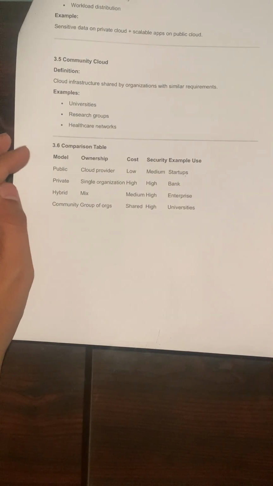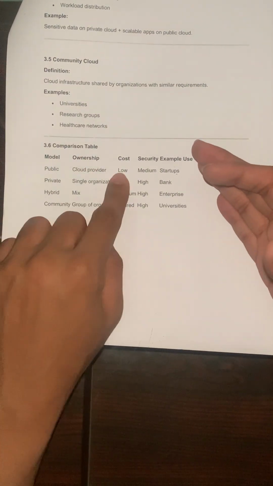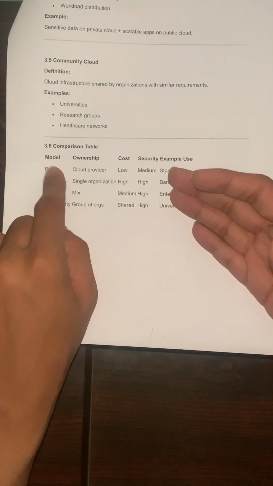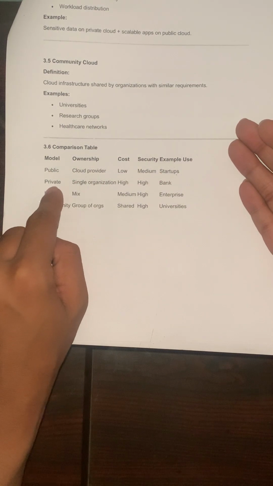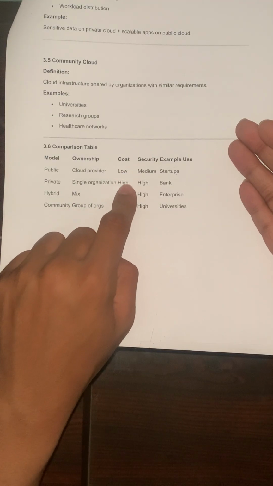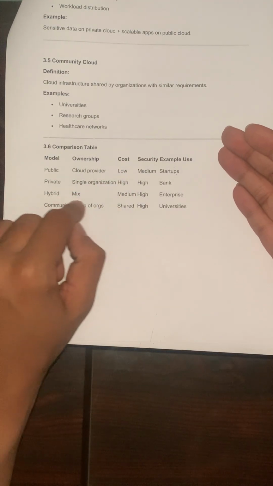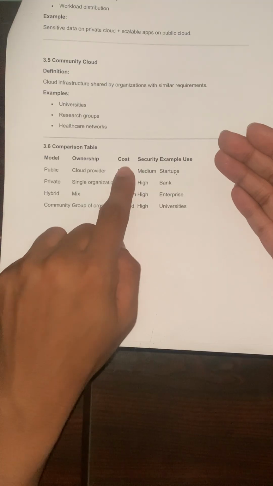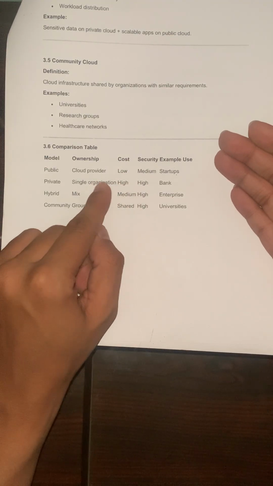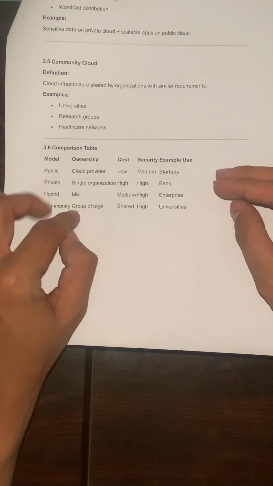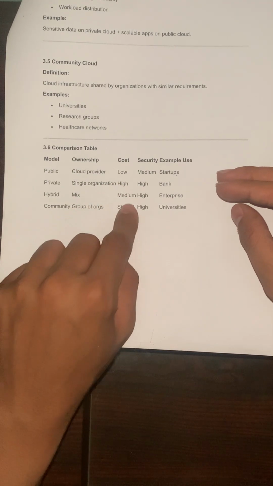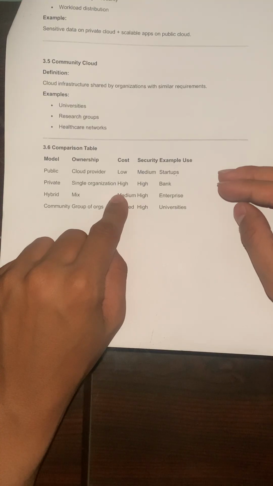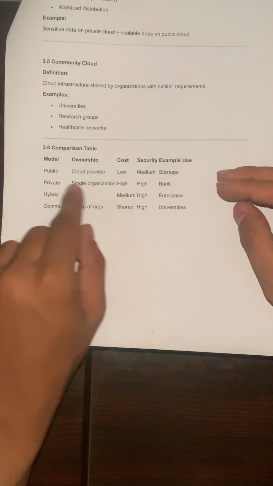If we talk about cost, the public deployment model will cost you less, and the private model will cost you more because of its security. Hybrid will be of medium cost, and community cloud is also going to be between medium and high.